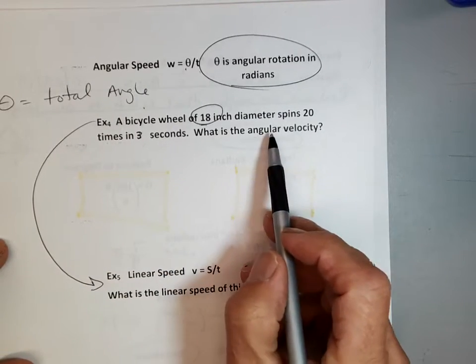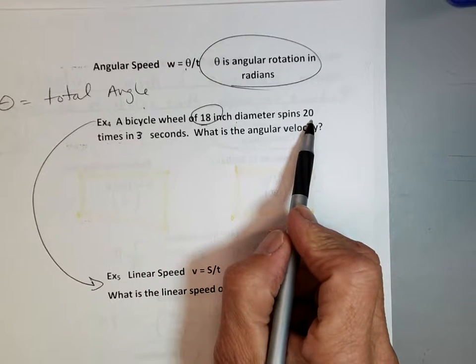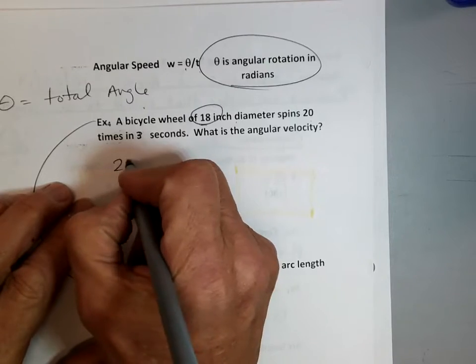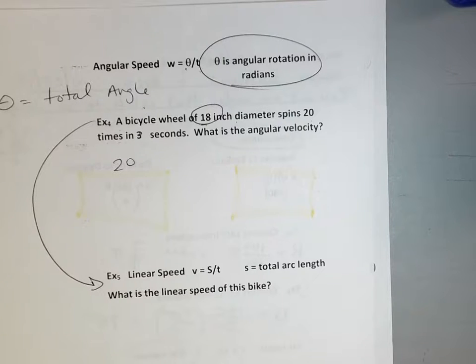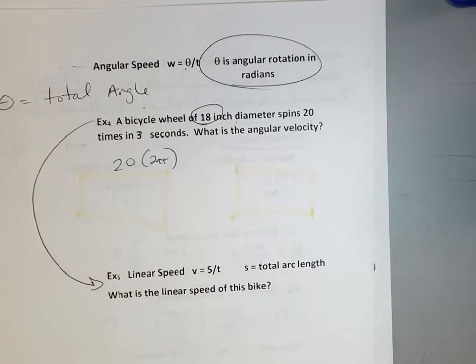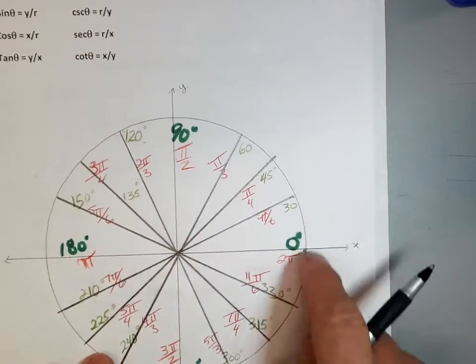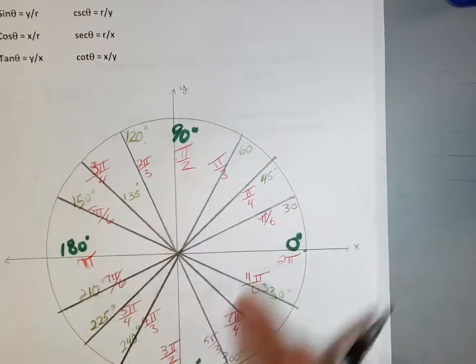So a bicycle wheel of 18 inches in diameter spins 20 times in 3 seconds. So it's going to go 20 times all the way around. What's the angle? For 20 spins, in degrees it would be 7,200, but we have to do it in radians. We're not going to do it in degrees. We're going to take 20 times 2 pi. Go back to your unit circle, right? Because 2 pi is a full spin. Does that make sense? We're going to do 20 of those in 3 seconds.